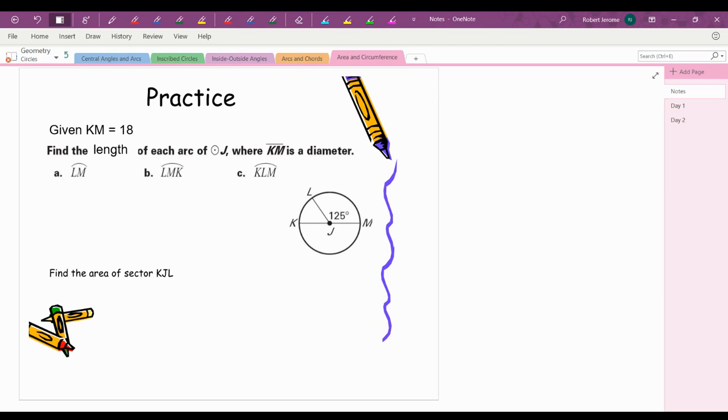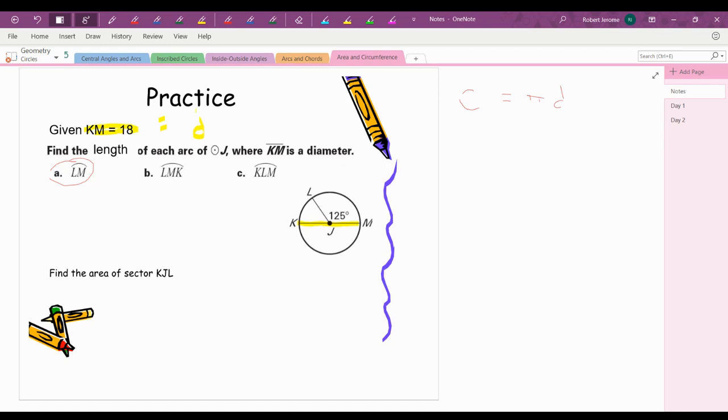So the first thing we're going to do here is, we're told KM is 18. Well, directions are important. KM is 18. KM, that's the diameter. So we have to know what part we're working with. We're finding length of an arc. Length is part of circumference. So the first thing we're going to have to do is find circumference. So we're doing question A. Circumference equals pi d.